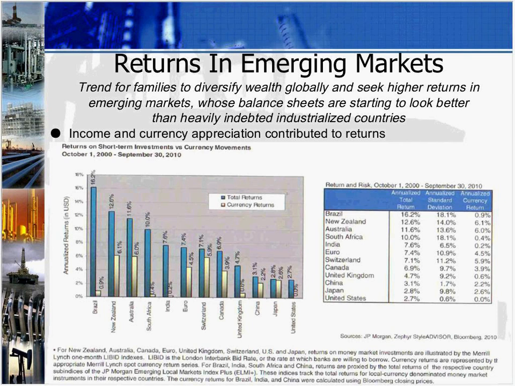And we think there's really a trend right now for families to diversify their wealth globally and seek returns in emerging markets. The balance sheets of these emerging markets are actually starting to look better than the heavily indebted industrialized countries such as the United Kingdom, Europe, the United States, and Japan. If you look at the balance sheets, and we've all seen with the Greek financial crisis, a number of the developed countries, including the United States, have a tremendous amount of debt. We don't know how the United States is going to pay off this debt. And so the returns you can generate in these heavily industrialized countries, and the economic growth, are not as great as the returns you can generate overseas.